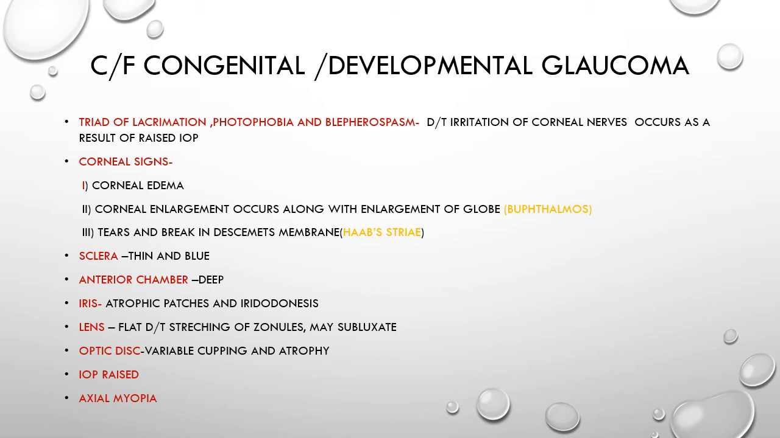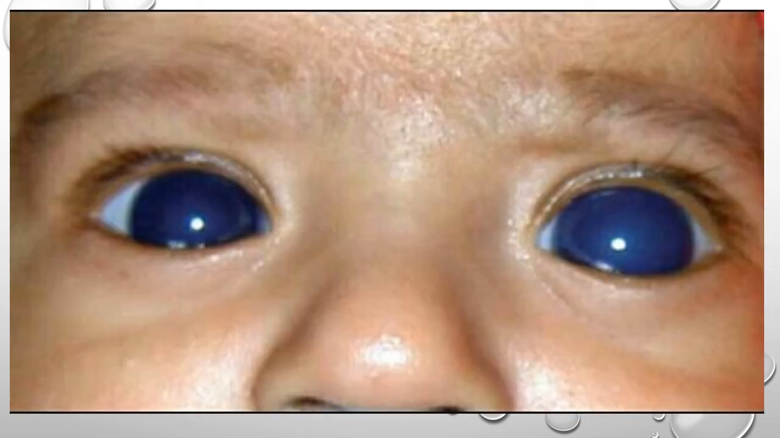The lens is flattened and stretched because of stretched zonules, and it makes it subluxated also. In the optic disc there will be cupping and atrophy you can see, and IOP is raised. This is how the eye looks in case of buphthalmos. You can see the horizontal and vertical diameter of the cornea, how it looks bluish, and even the sclera is looking a very bluish color. But it is in the initial stage because the edema has not yet manifested in this case.